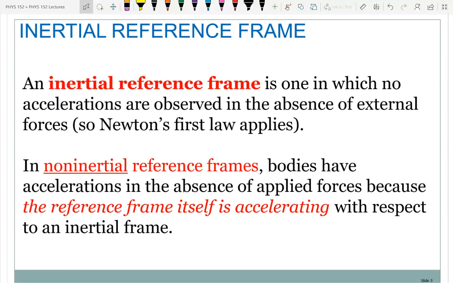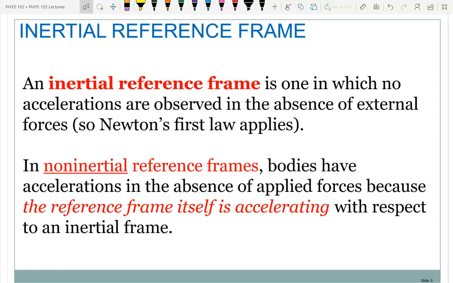Anybody a little bit concerned that I just said there might be reference frames where Newton's first law doesn't apply? Everything we've done, just assume Newton's first law was correct. So, what's an example where it wouldn't apply? We have to define an inertial reference frame. We've got to know a non-inertial reference frame. Here's an easy example for a non-inertial reference frame.